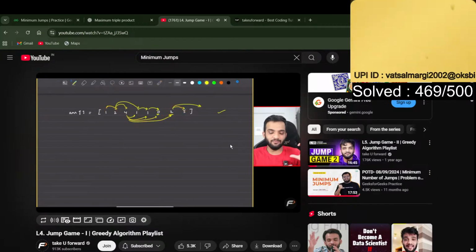But tell me one thing, did you observe something? What if the arrays don't have a 0? For that case, it'll always be able to reach the end. If the array just has positive integers, we'll keep jumping. There is no stopping us, right? And we will be able to reach the end for every possible scenario, right?